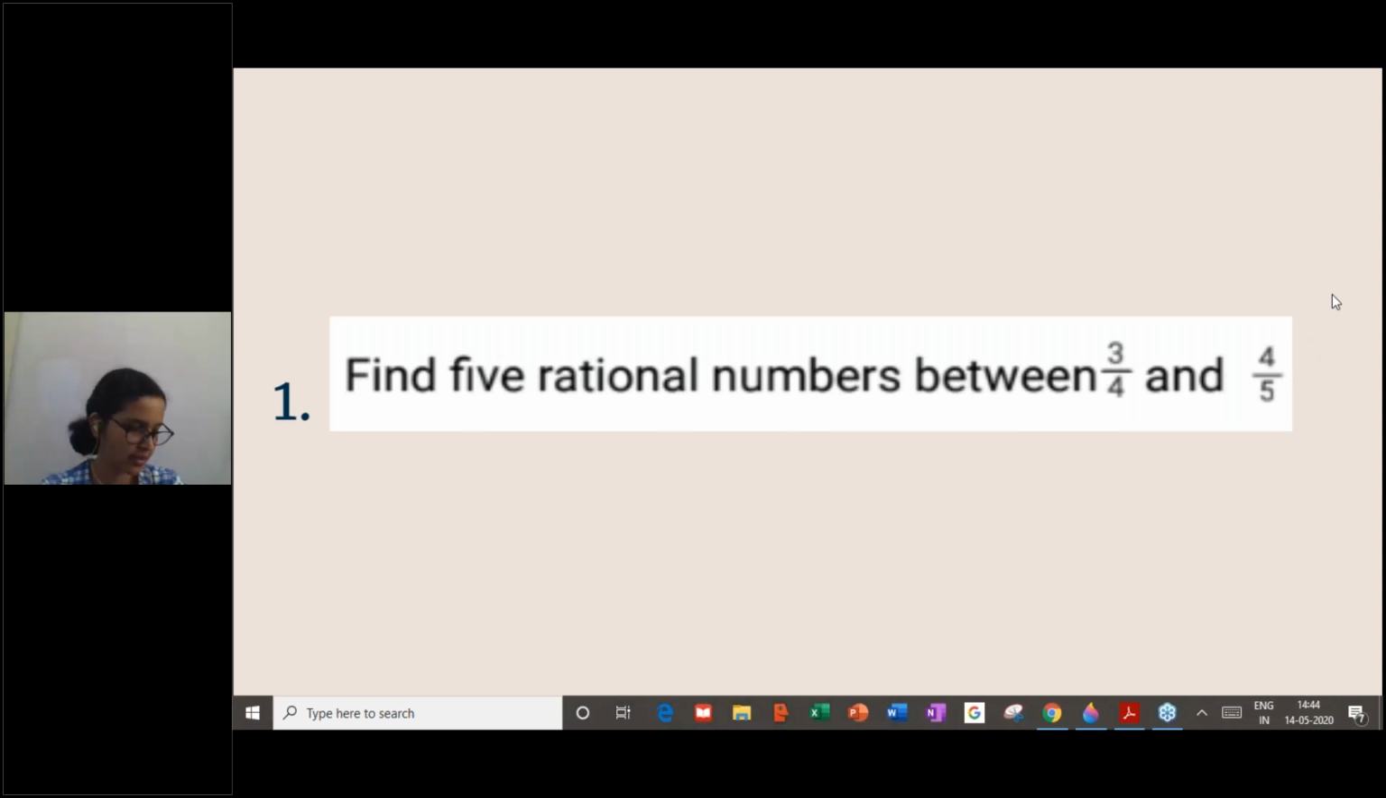For this, you can use two methods. Either take it as a fraction and use the LCM method to get the answer, or you can convert it into decimal. I think in this case, decimal will be easy. And then give me 5 rational numbers. You can just type your answer in so that I can see.